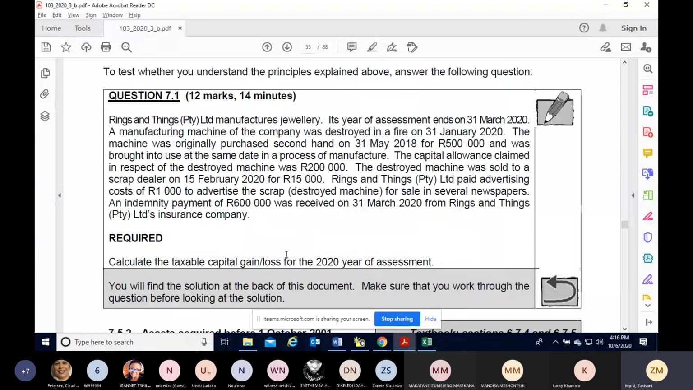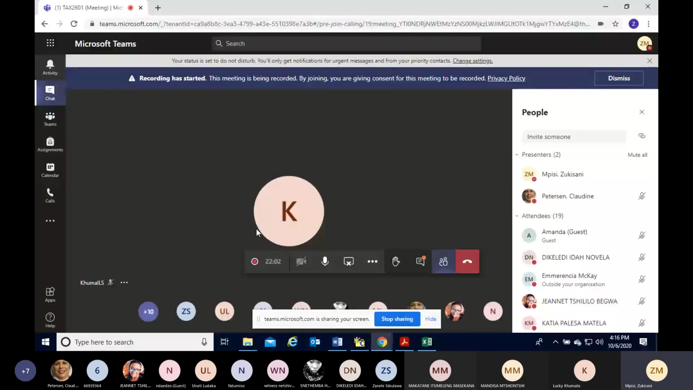So this is what we are going to do. We are going to calculate the taxable capital gain as required in this question, or a capital loss for the 2020 year of assessment. And in this case, we're going to learn where you start and how you start. We are going to test how to apply CGT principles when an asset was acquired after the 1st of October 2001.